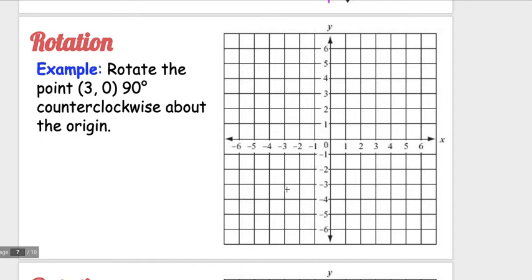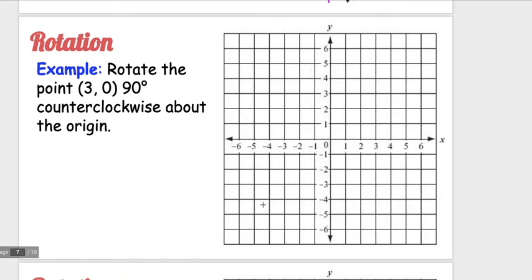We need to cover several things. First, this is the original picture, which in this case is a point. We need to rotate. How many degrees do we need to rotate? 90 degrees. What's the direction? Counterclockwise. And also, what is the center of rotation? It is the origin, which is this point, (0, 0).